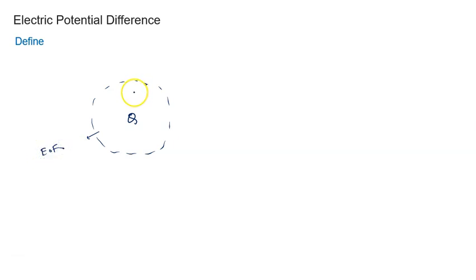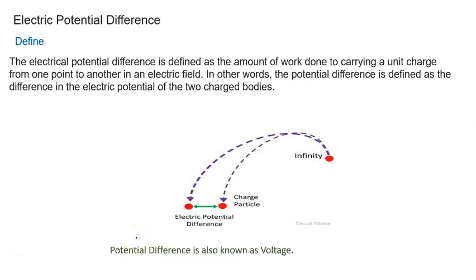In this electric field, if we move a charge of 1 coulomb from one point A to another point B, whatever the work done, that is known as the electric potential difference. So, electric potential difference is defined as the amount of work done in carrying a unit positive charge from one point to another in an electric field. In other words, the electric potential difference is defined as the difference in the electric potential of two charged bodies.